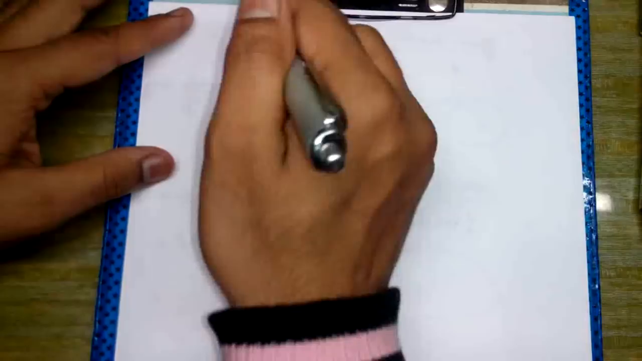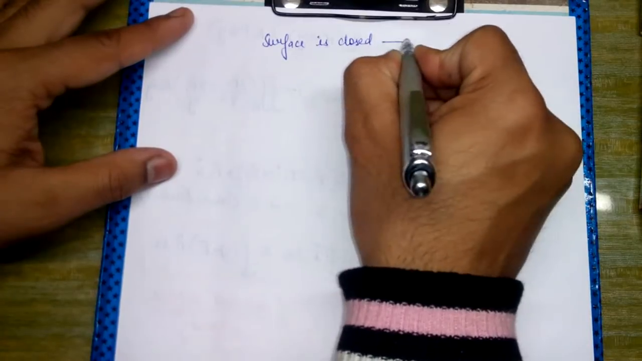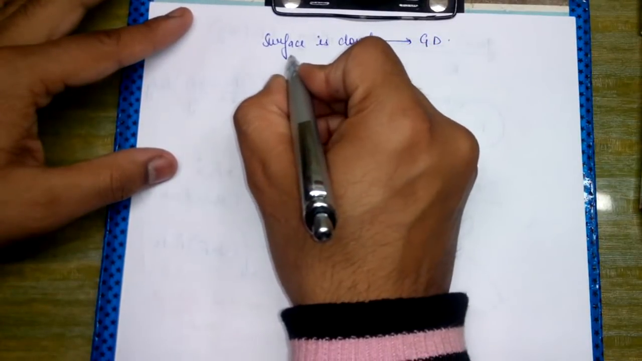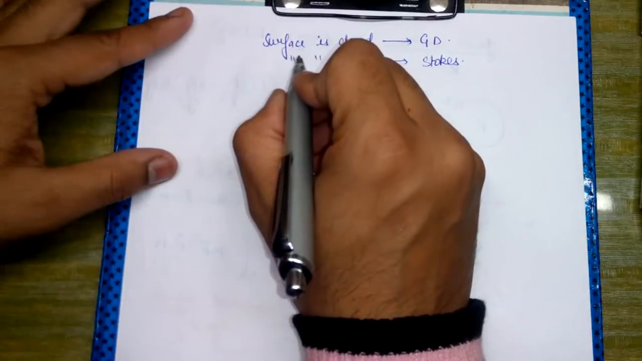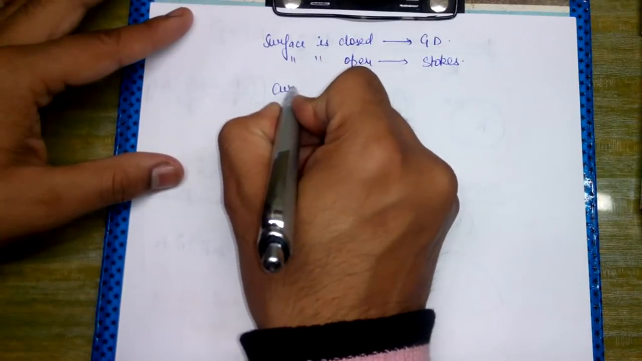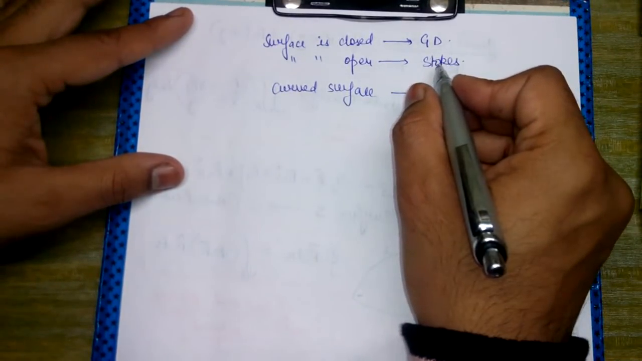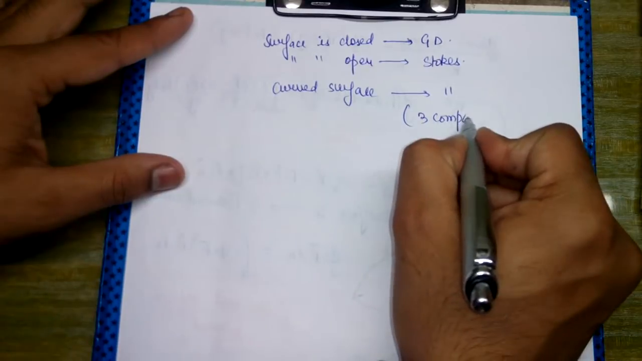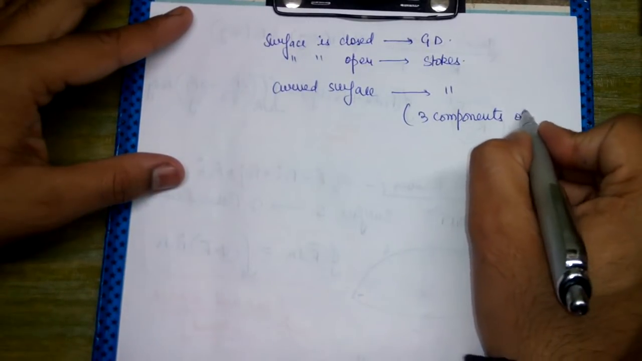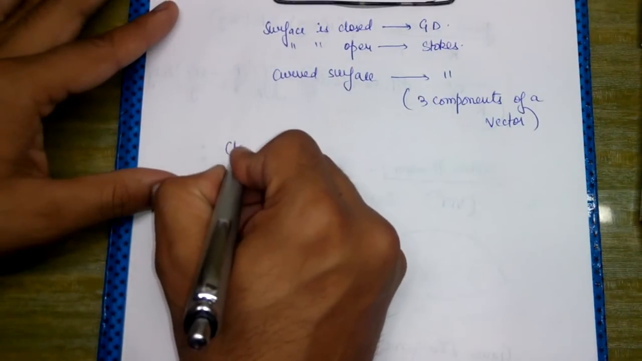Now the point arises, when to use which theorem? If in the question the surface is closed, then we can use the Gauss divergence theorem. If the surface is open, then we will use Stoke's theorem. And if in the question a curved surface is given, we can use Stoke's theorem for a curved surface as well. Stoke's theorem generally involves the three components of a vector. We have to remember that.